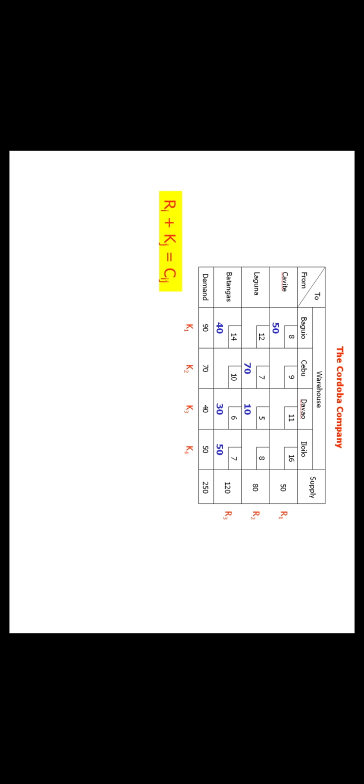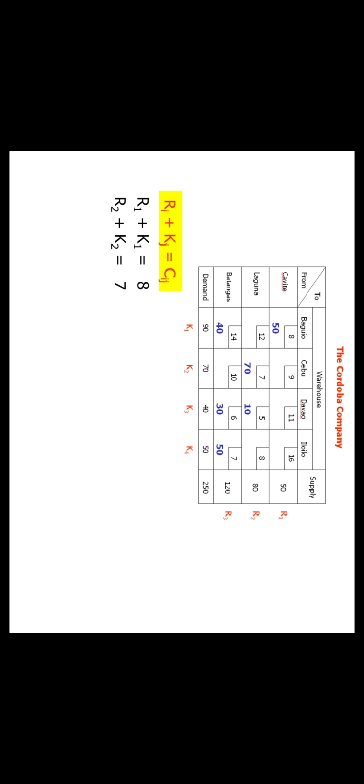I'll begin with the used cell with a cost of 8. Row position is that it is at row 1. Column position is at column 1. So applying the formula as our pattern, then the resulting equation would be R sub 1 plus K sub 1 equal to 8. Next, used cell, the one with the cost of 7. Row position is now at row 2. Column position is at column 2. Applying the pattern, then we would have R sub 2 plus K sub 2 equal to 7. Next, used cell, the one with the cost of 5. Row position is still at row 2.